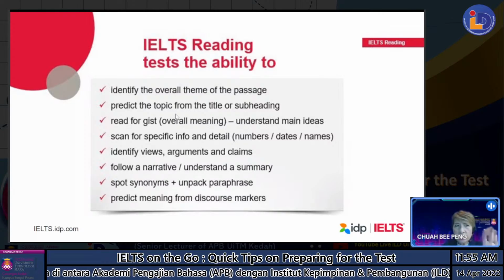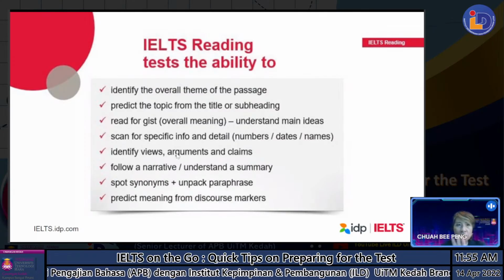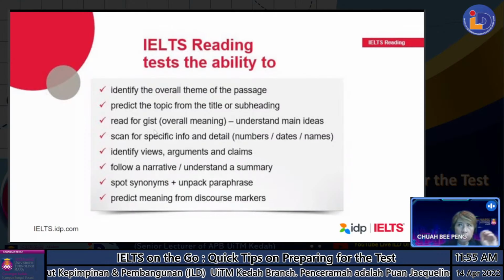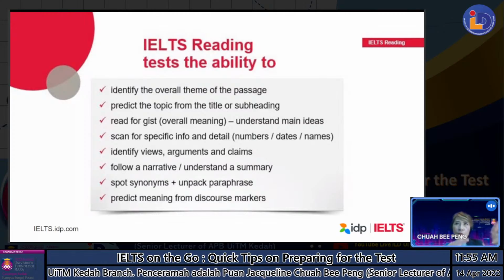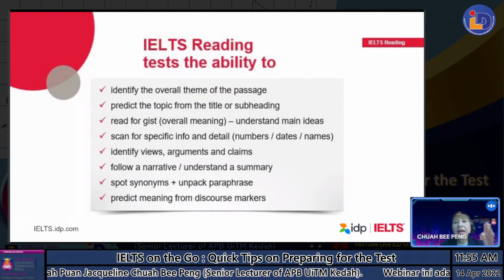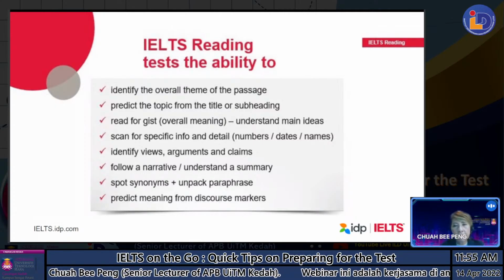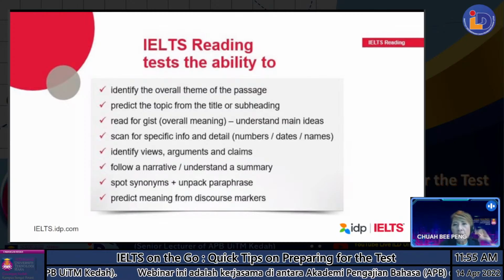And sometimes the questions may come before the passage rather than after the passage. So you have to watch out for that. Don't always assume, from all the standard tests that we have done before, that the questions will come after the passage. No, in IELTS tests, sometimes the questions may come before the reading passage. And the prediction of topic from the title or subheading is one of them.